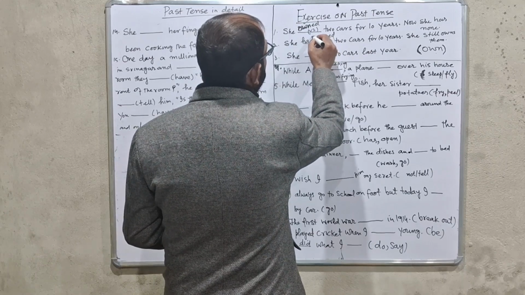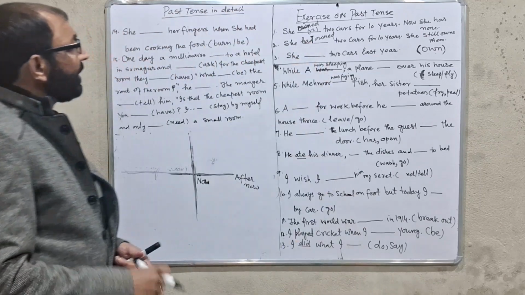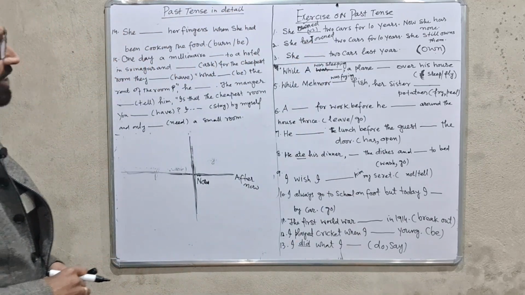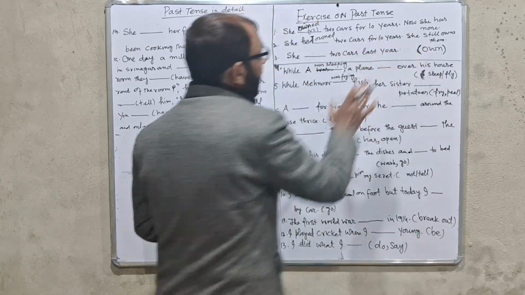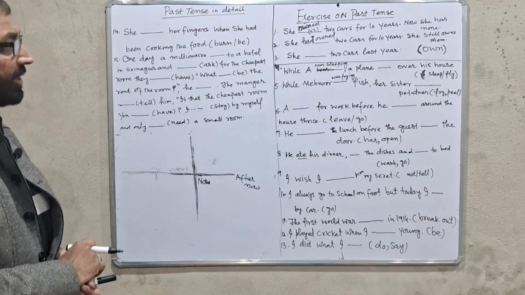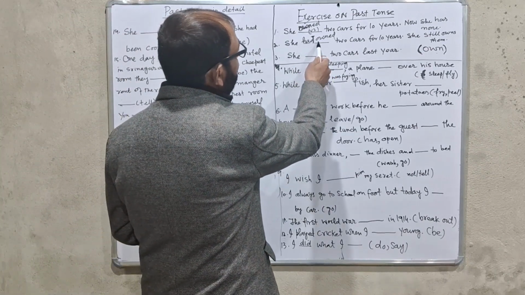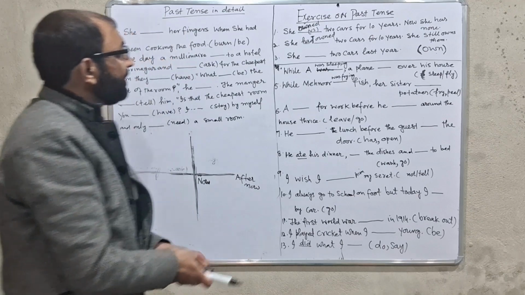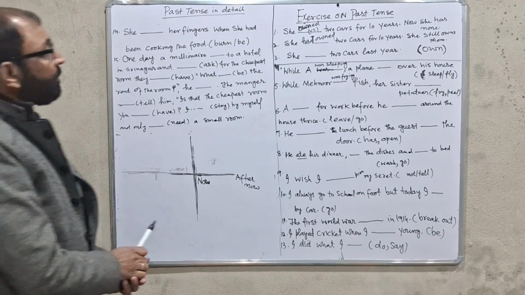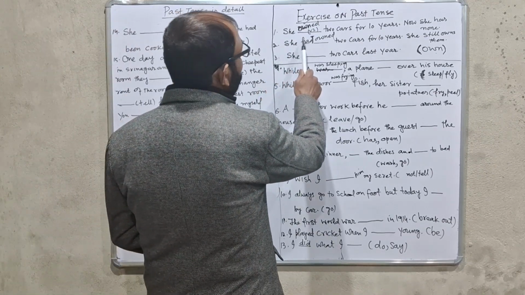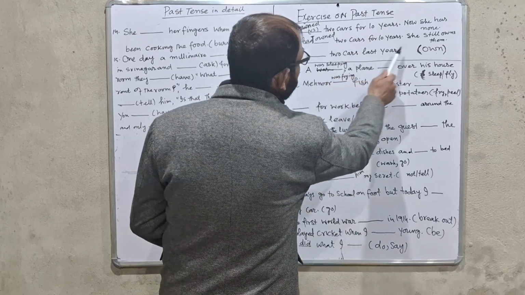Therefore, we can use past perfect here, not past simple. If we say she owned two cars for 10 years, she still owns them, these two statements are contradictory, opposite to each other. Therefore, we use past perfect, not past simple. Past simple means the action started in the past and ended in the past. But past perfect means the action started in the past, completed in the past, but has a connection with the present.